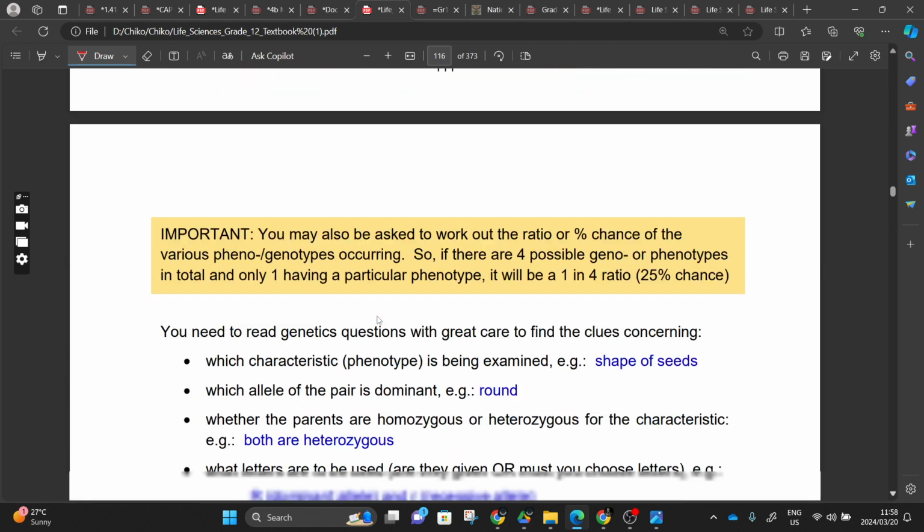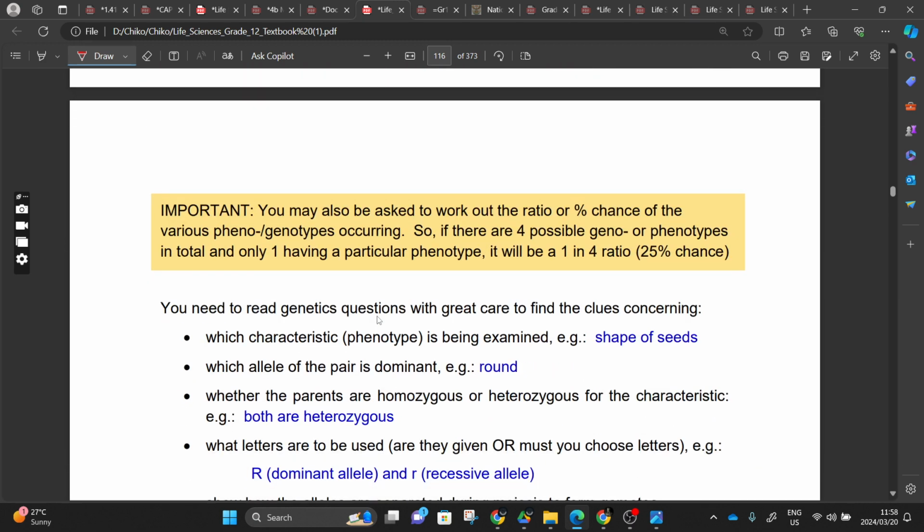So guys, very important: you may also be asked to work out the ratio or percent chances of the various phenotypes or genotypes occurring. So if there are 4 possible genotypes or phenotypes in total and only one has a particular phenotype, it will be a 1 in 4 ratio, 25%.